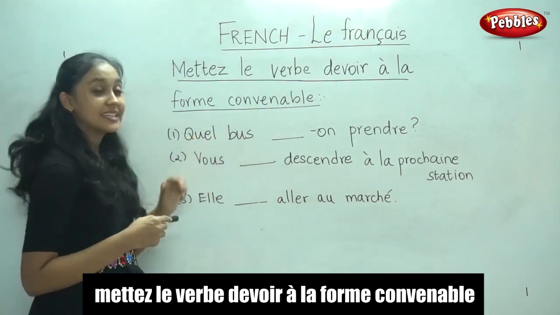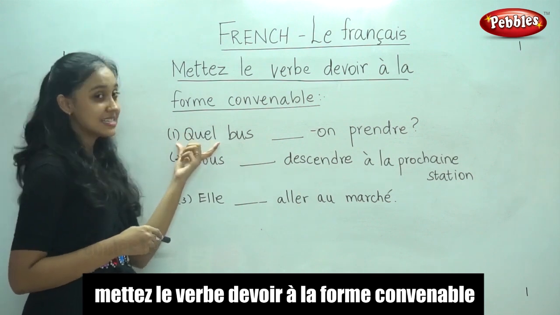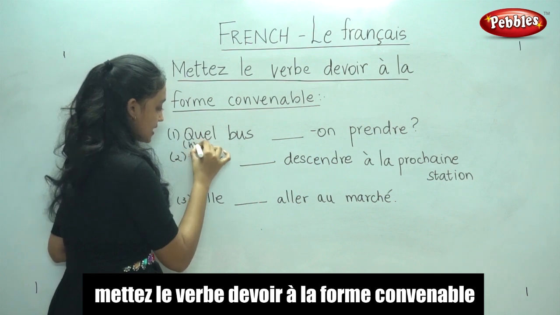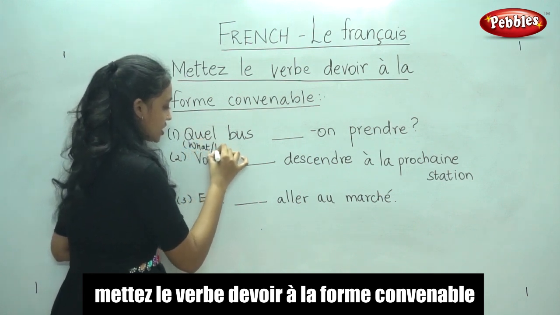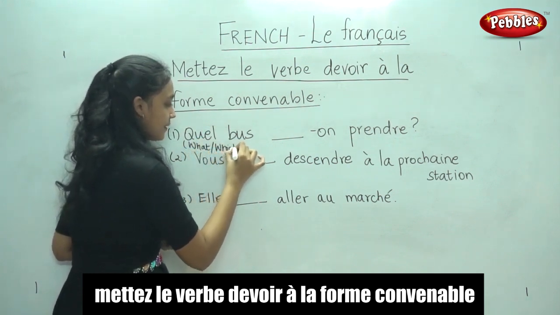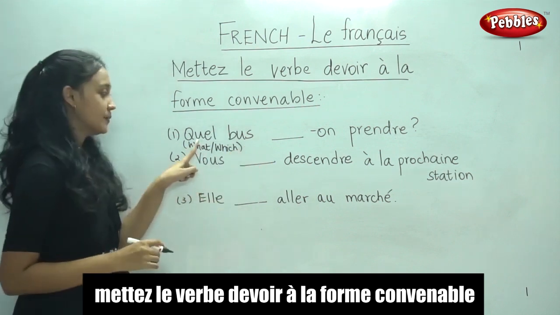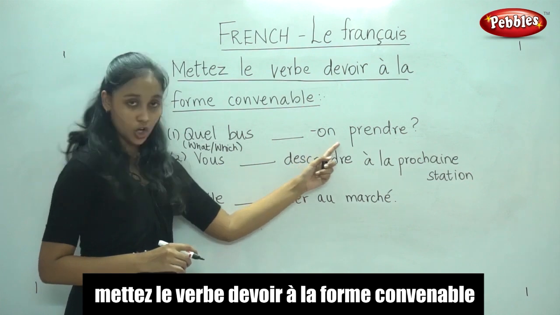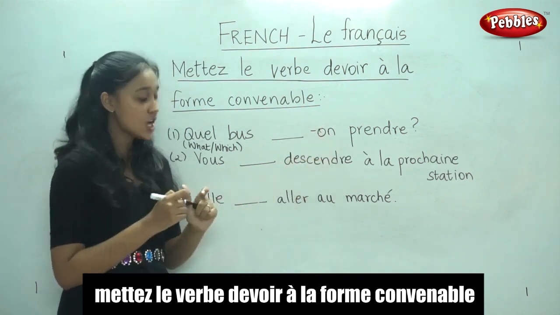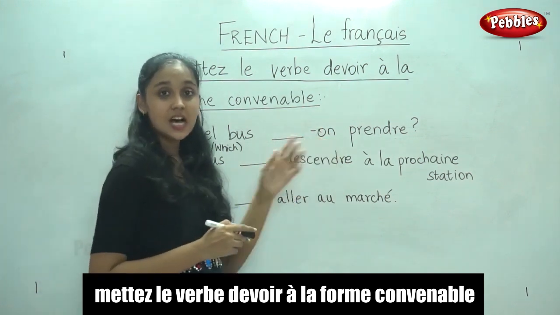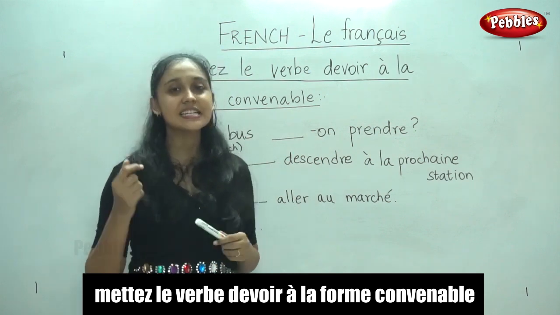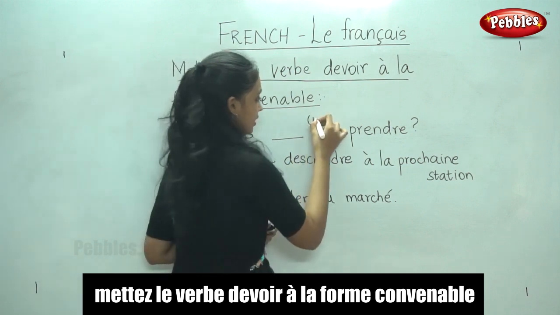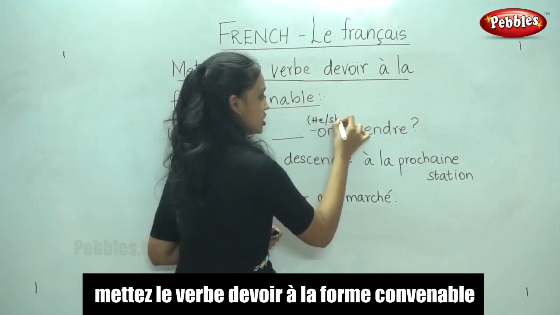Quel. Do you remember what quel means? We learned this interrogative word. It means what or which. Do you remember? Yes, I hope you remember. Quel bus. Which bus dash en. Now en means one. So it is in the third person singular. It means either he or she. It may be he or she.